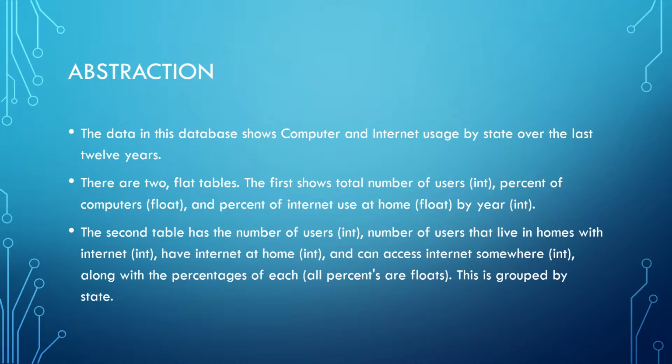This database had two flat tables. The first table shows the number of users, which was an integer, and the percent of computers and percent of internet use at home, which are both floats, by year, which is an integer.